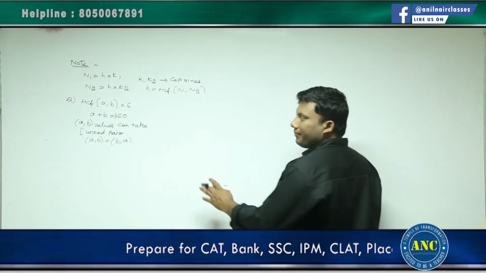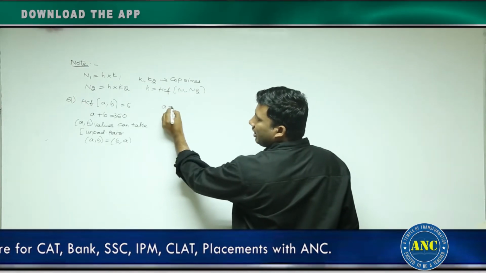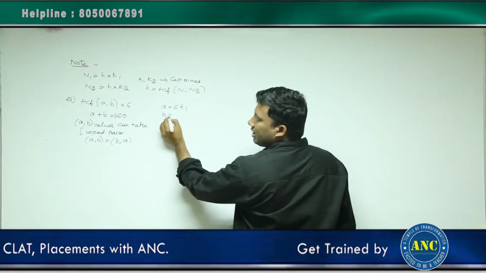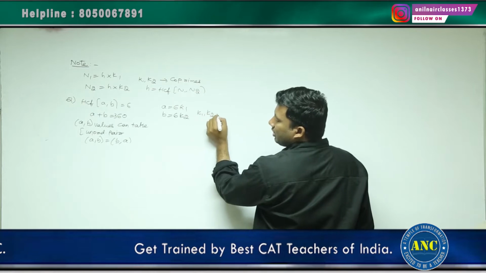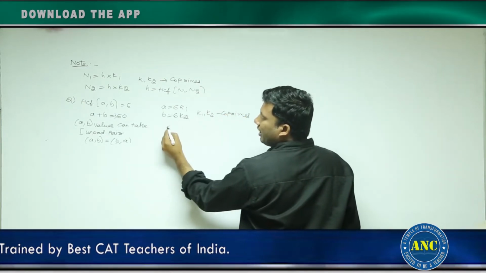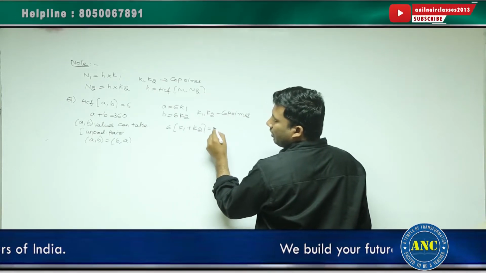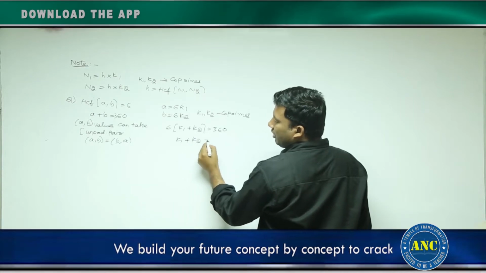Now, see here. HCF of A comma B is 6. Can I write it as A as 6K1, B as 6K2? K1 and K2 are coprimes. So if I add, 6 into (K1 plus K2) equals 360. K1 plus K2 equals 60.